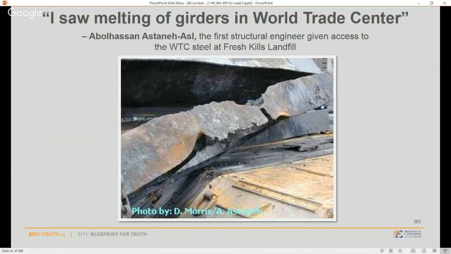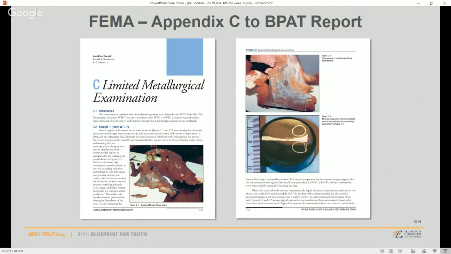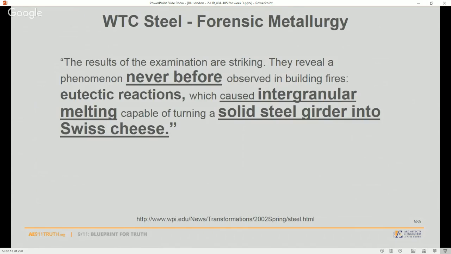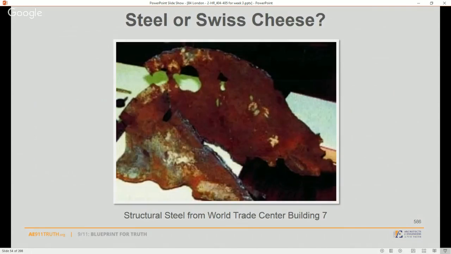But this structural engineer, Abulhassan Astaneh-Asl, who had unlimited access to the Fresh Kills landfill, documents this piece of World Trade Center 7 steel. And just like the fire protection engineer, Jonathan Barnett, says, partly evaporated. No explanation. But plenty of documentation. In fact, Appendix C of the FEMA report that came out in May of 2002 is a complete metallurgical examination of the few pieces of steel that were saved. Those pieces were documented, and they find Swiss cheese appearance, solid steel girder turned to Swiss cheese, eutectic reactions, intergranular melting. We'll come back to that.